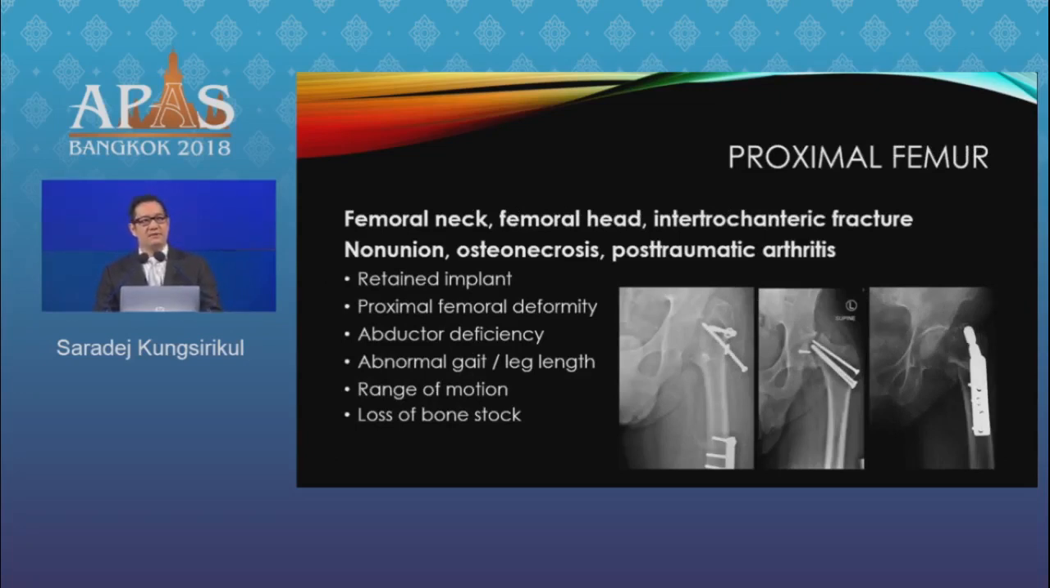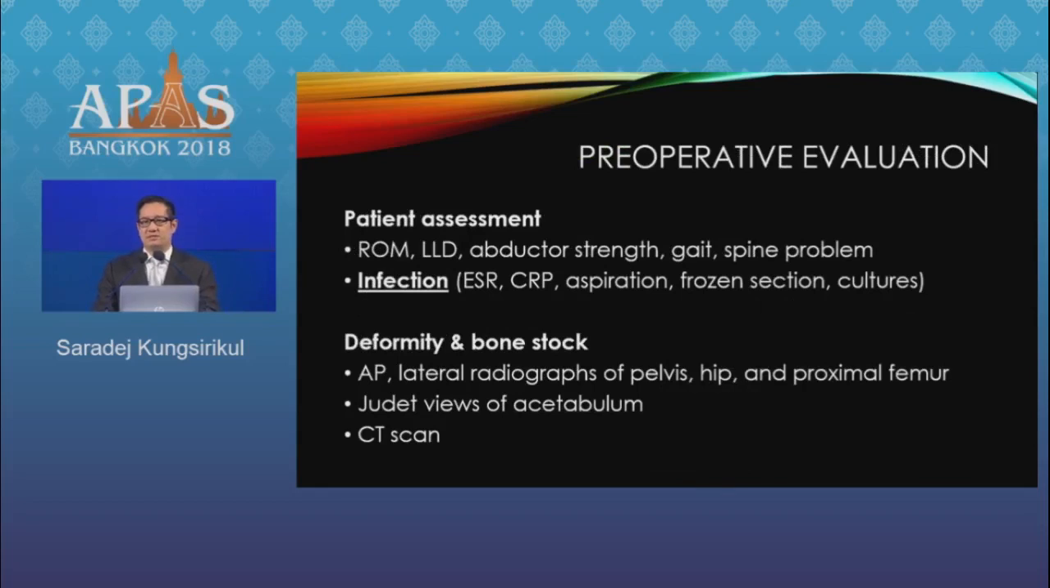Even in the case of the femoral neck, head, or intertrochanteric fracture, they can have a failure from non-union, also necrosis, and also bursitis. The problem in this group is that the patient has a retained implant. Sometimes they have proximal femur deformity and also abductor deficiency. This group of patients has less problem with loss of bone stock compared to the case of acetabular fracture that we may mention later.